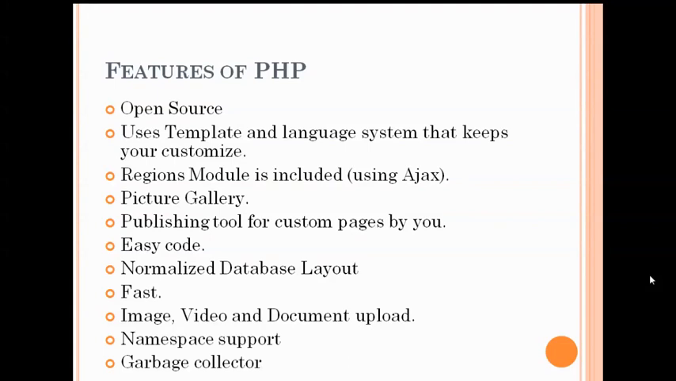Next is using templates and a language system that keeps it customized. Obviously, there are many templates and language systems available. You can integrate them, modify them, and use them. It's very easy compared with other technologies. Region module is included. Region module means what? Ajax. Ajax is advanced JavaScript and XML.